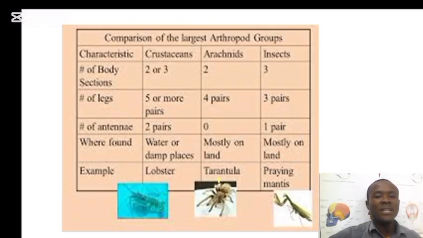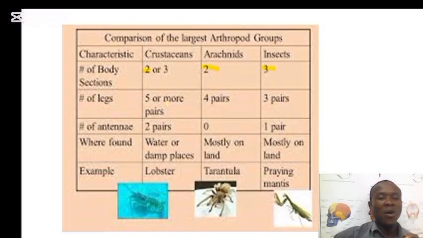Now let's talk about the three remaining classes. How can you differentiate them? We start with the body segments. The crustaceans can have two or three body segments, but most of them have two body segments, like the crab that we are used to. The arachnids have two body segments. That means they have the cephalothorax and the abdomen. The Insecta have three body segments. They have the head, the thorax, and the abdomen.